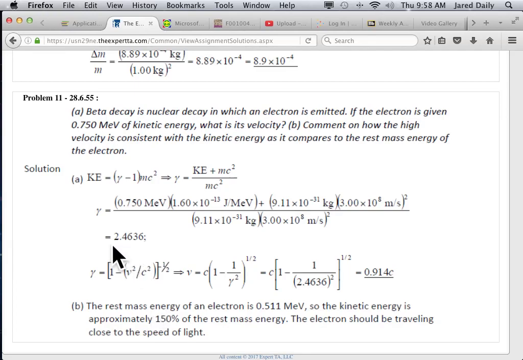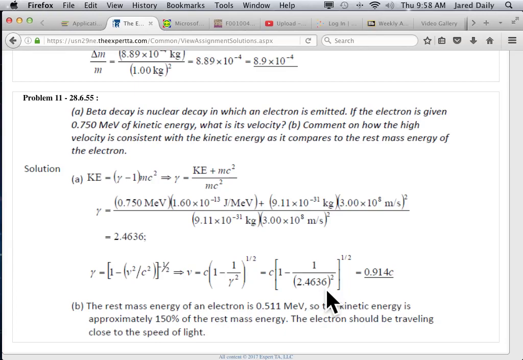Then we solve that for v. We take the square root of both sides, where c squared will just become c, and we'll get 1 minus 1 over gamma squared to the 1/2 power. Then you just plug in your gamma, and you get 0.914 times c. You don't need to plug in c because we want this as a fraction of the speed of light. So we're going 91.4% of the speed of light in this case, definitely relativistic.